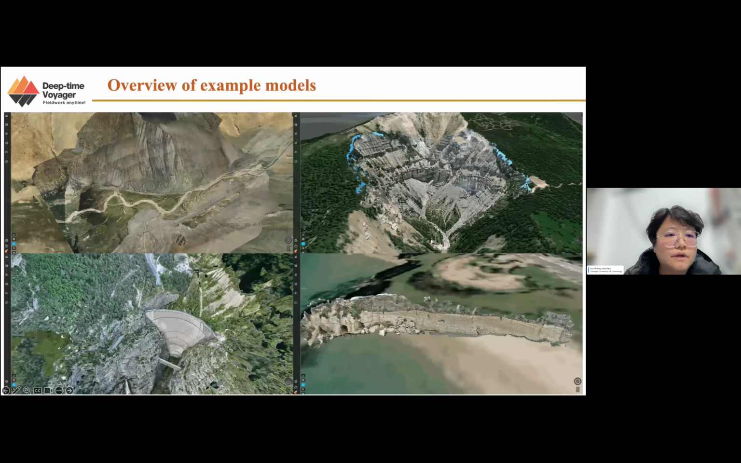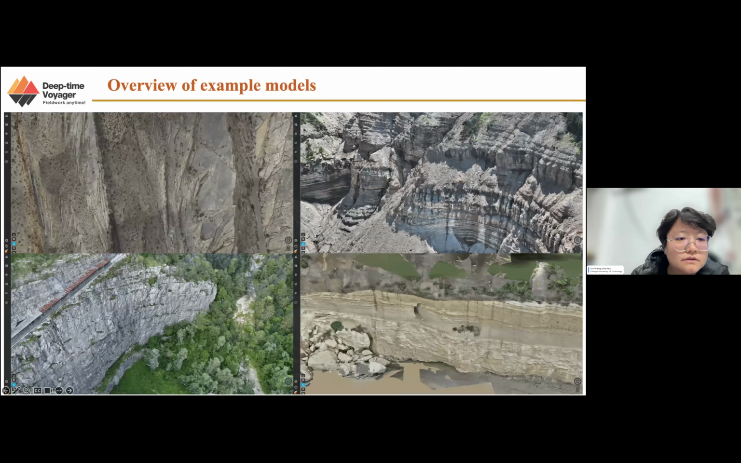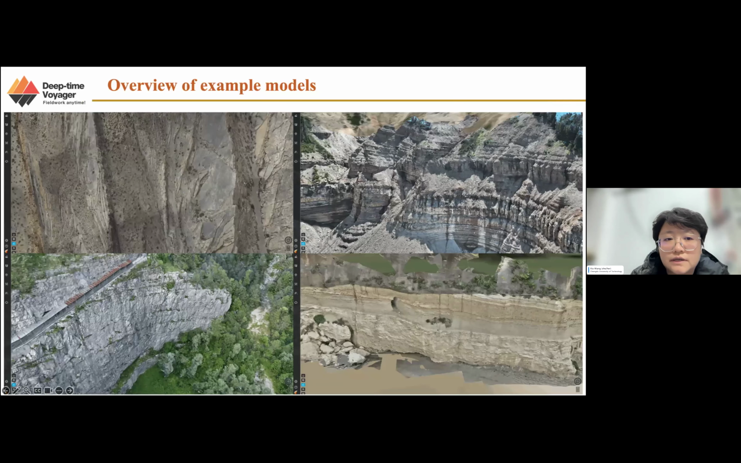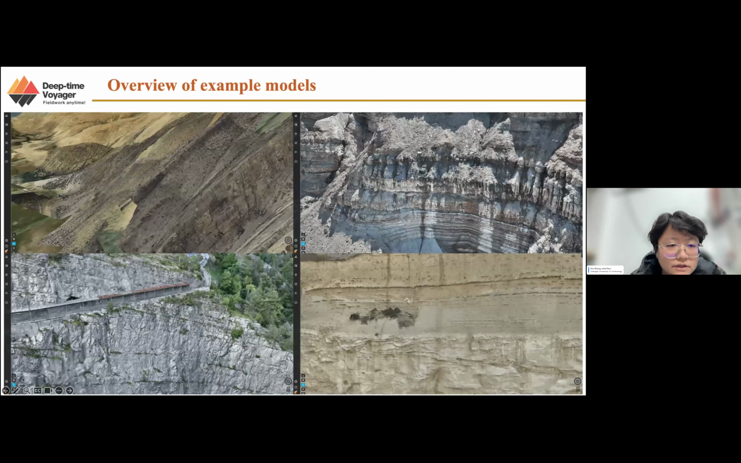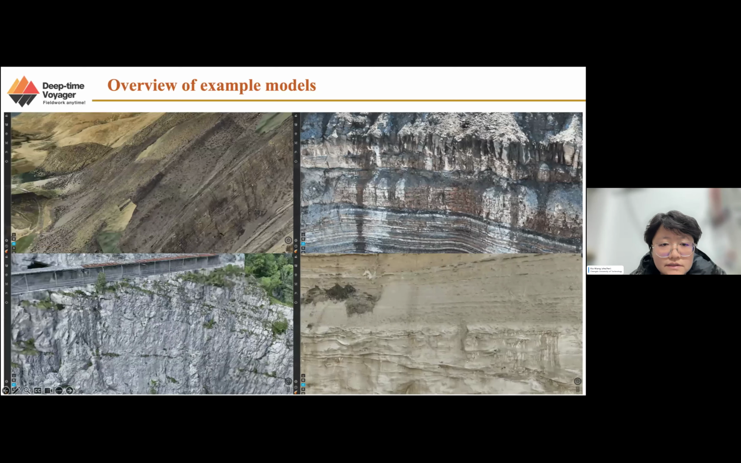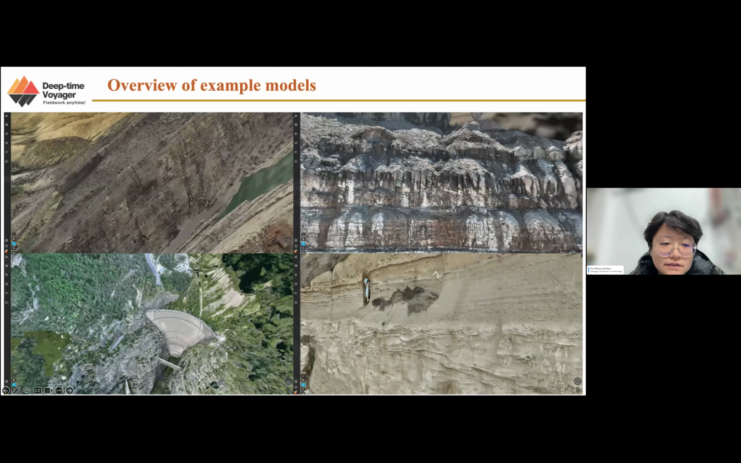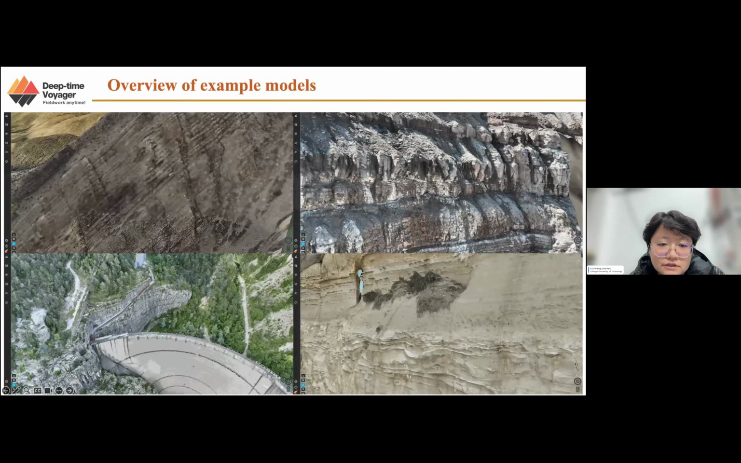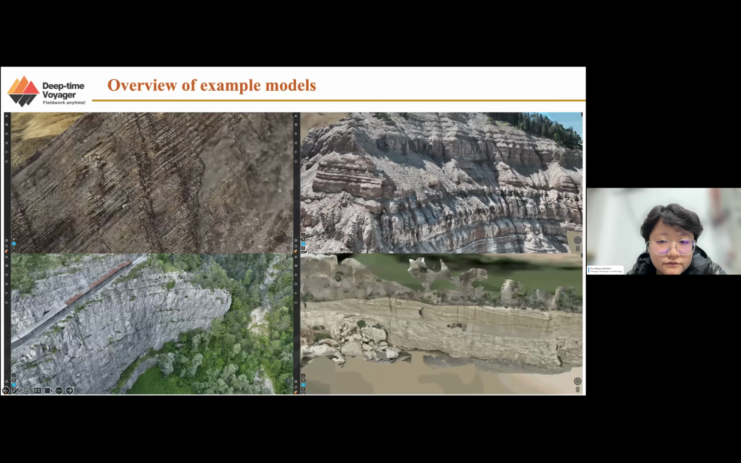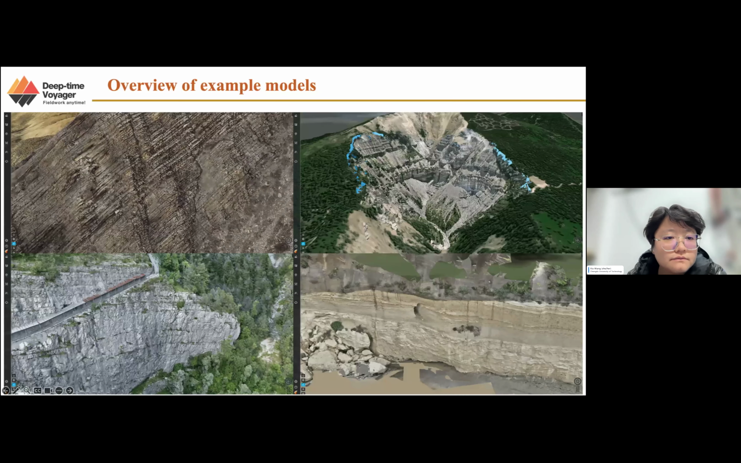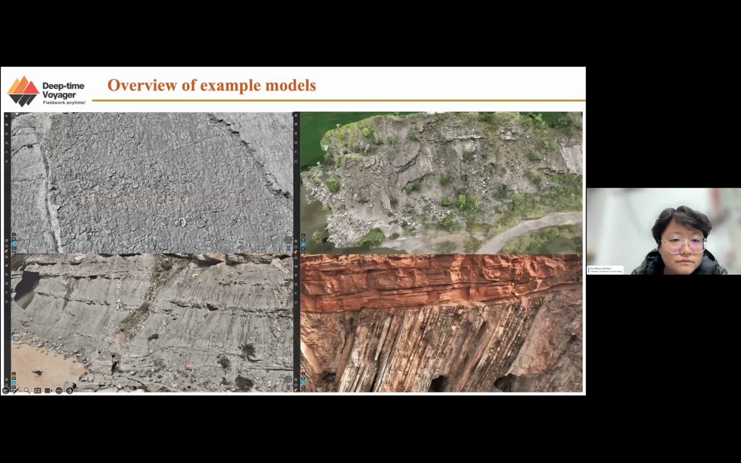Those are a few example models from our platform. This is one section called the Nianduo section from China. This is a section expressing the TOE events, and this is a section from a geopark in Italy, and this is the Vajont Dam, and this is a section from the post-conference field trip.